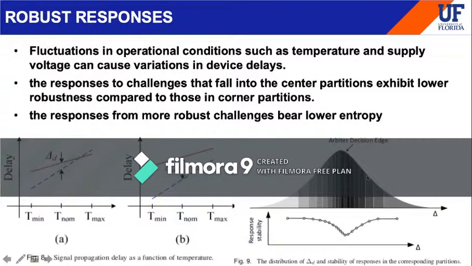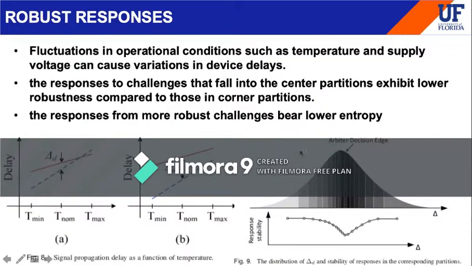And we also need to consider the robustness of the response. Fluctuations in operational conditions such as temperature and supply voltage can cause variations in device delays. When a certain temperature or voltage level is reached, the responses will change. However, the responses to challenges that cause large delay differences are unlikely to be affected by temperature or supply voltage variations, like the picture showing B over here.